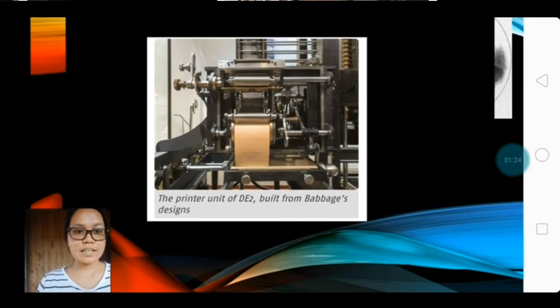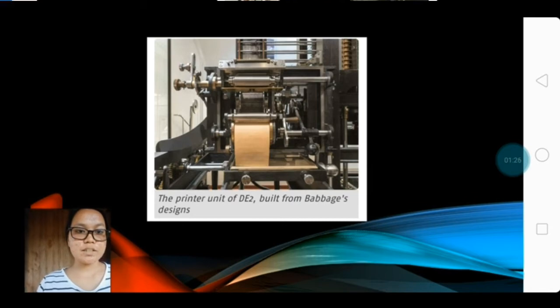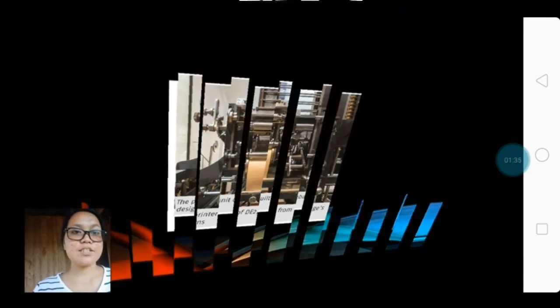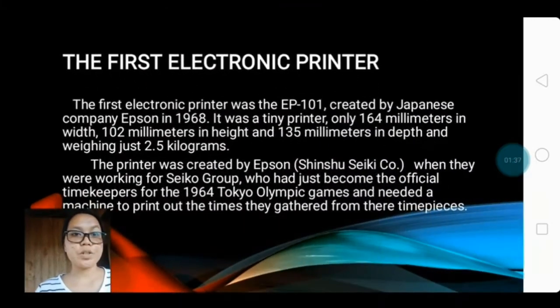Okay, this is the printer unit built from Babbage's design. So this is the first mechanical printer. Next is the first electronic printer.